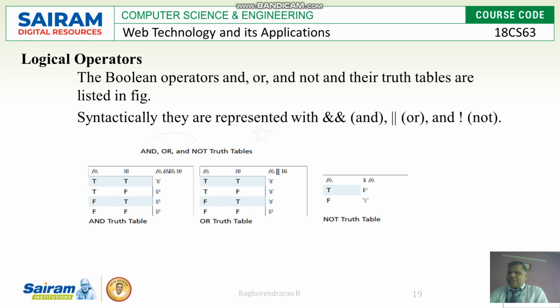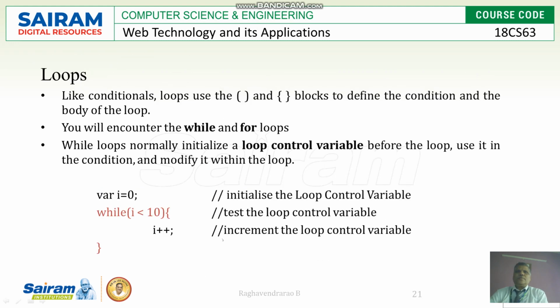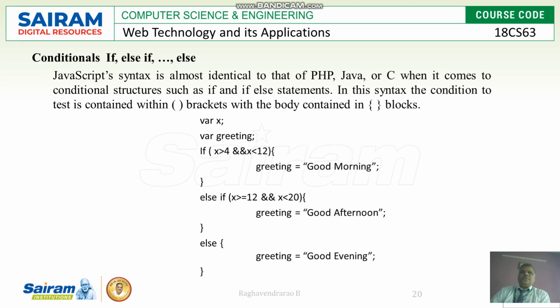The third one is negation. The NOT operator means negation. If input A is true, the output is going to be false. If the input A is false, the output is true. Similarly, we have the conditional operations: if, if else, else if conditions. These are common programming language operations that are used here.